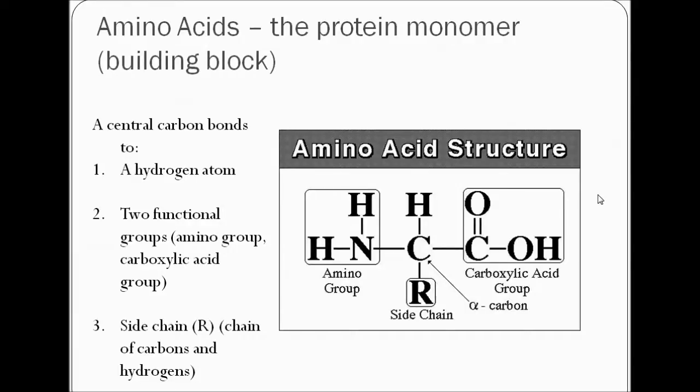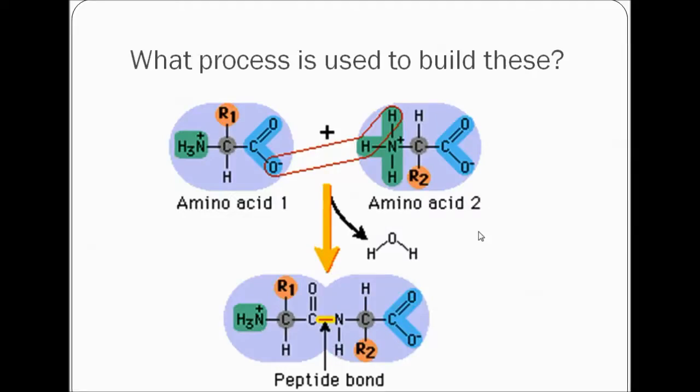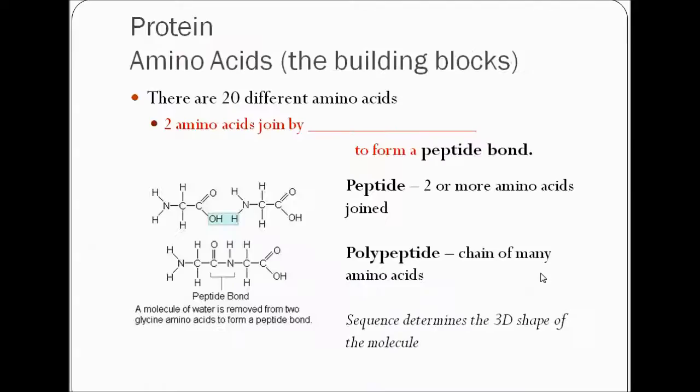So we talked about the purposes and what they do. Now, the protein monomer, one part, is an amino acid. And that's created out of an amino group, our carboxylic acid group, and then our carbon hooking it together. And so, what process is used to build these? Bingo! We take out water, same, dehydration. All right, amino acids are the building blocks.